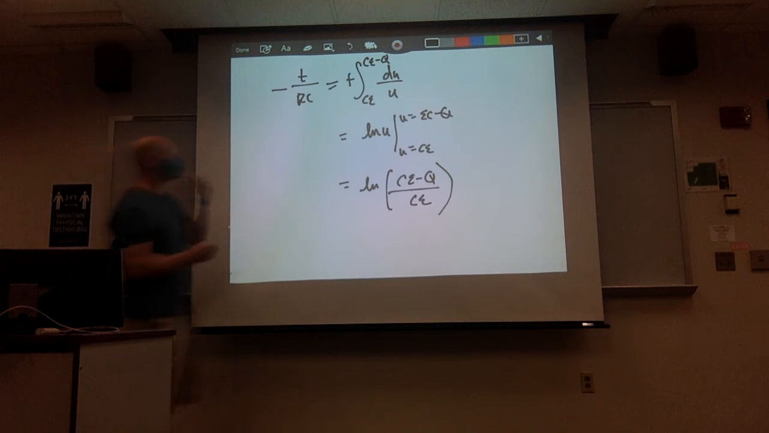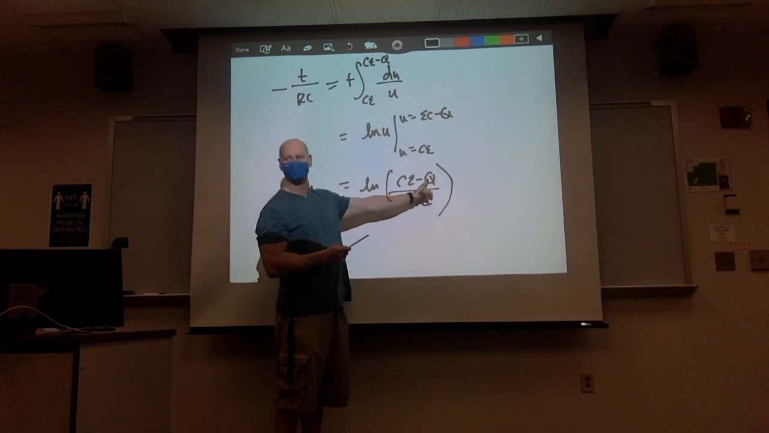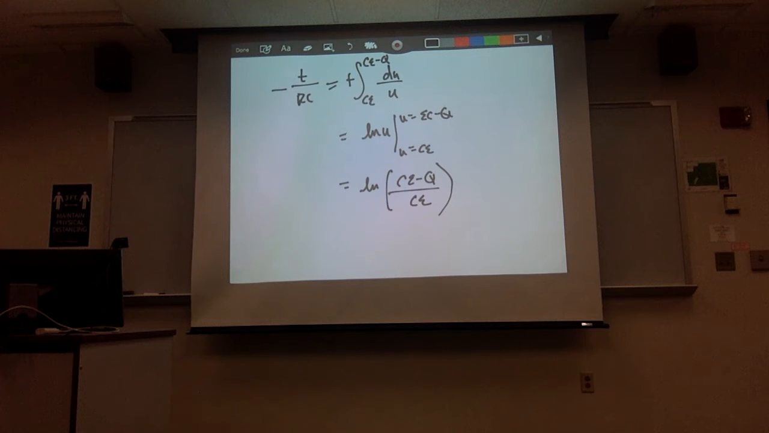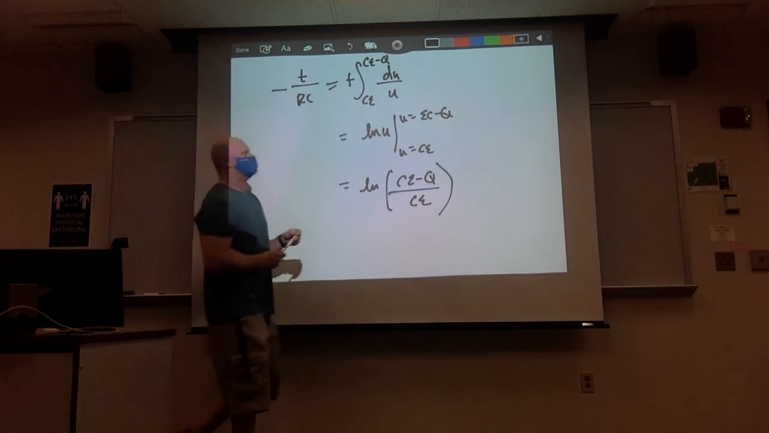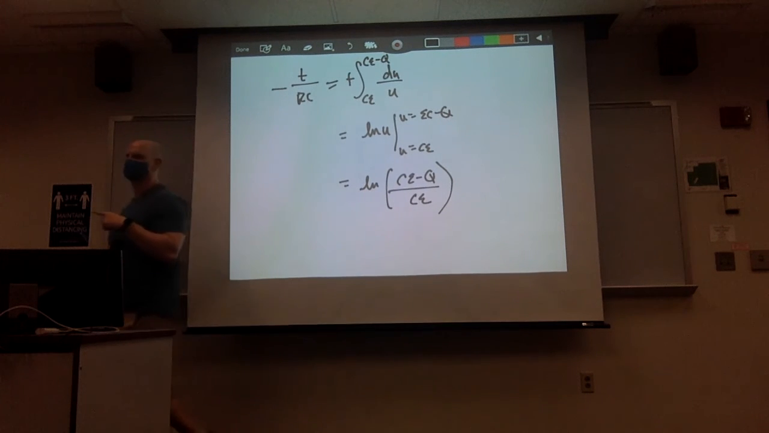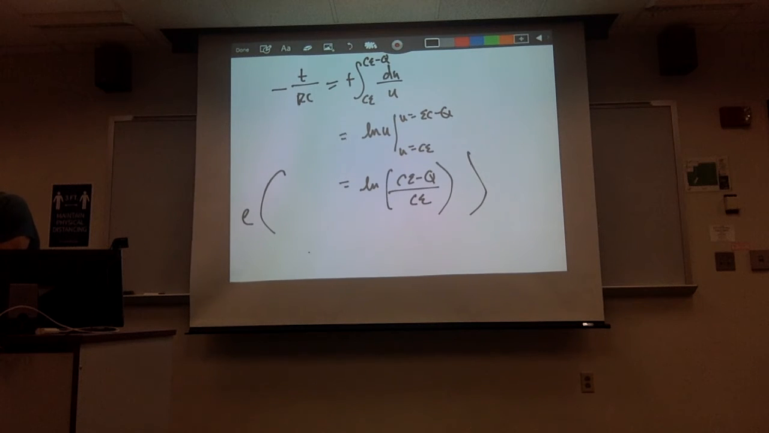Now again, what I actually want is q. I want to know how much charge is on my capacitor as a function of time, and then from there we're going to get to current. Remembering that the current is the time derivative of the charge. How do I get rid of a natural log? What is the inverse mathematical operation of a natural log? e. So let's exponentiate both sides. Now I'm going to get e to the negative t over RC is equal to simply (C times E minus q) divided by (C times E).